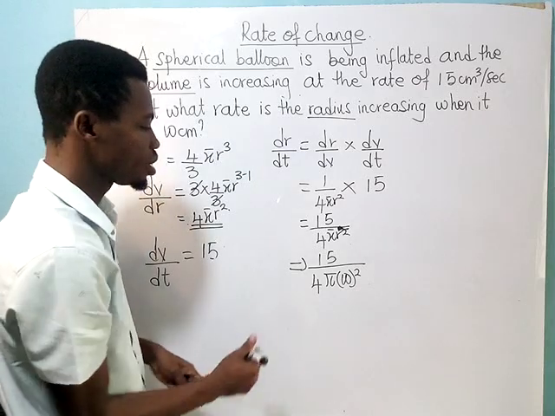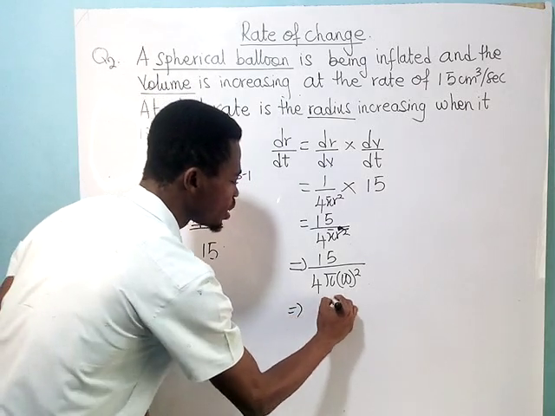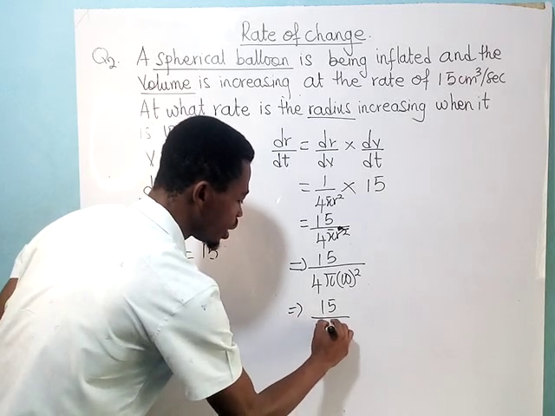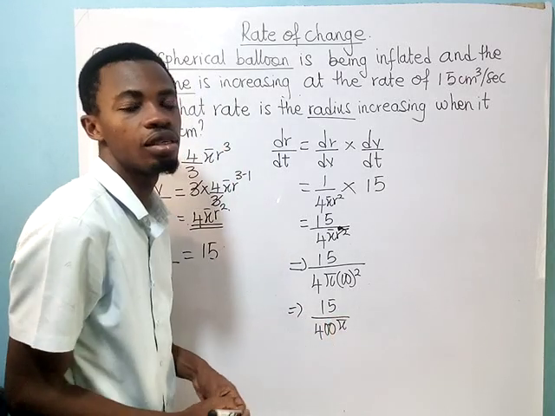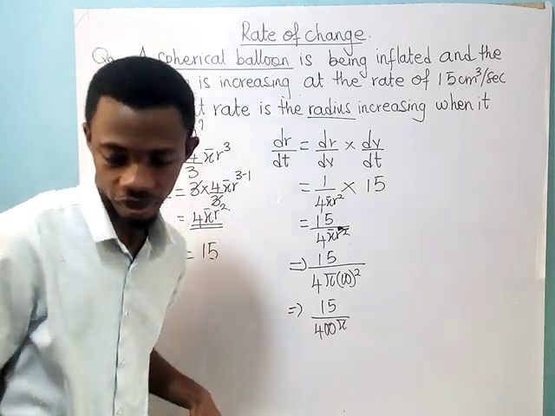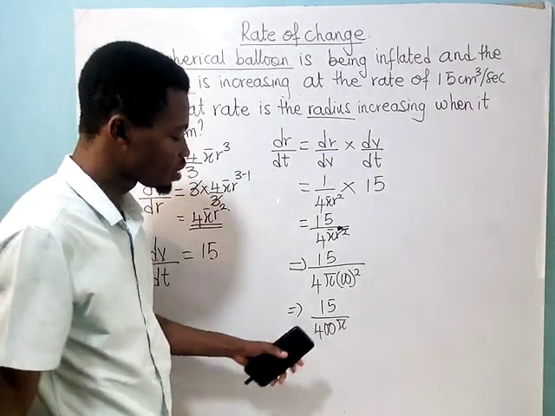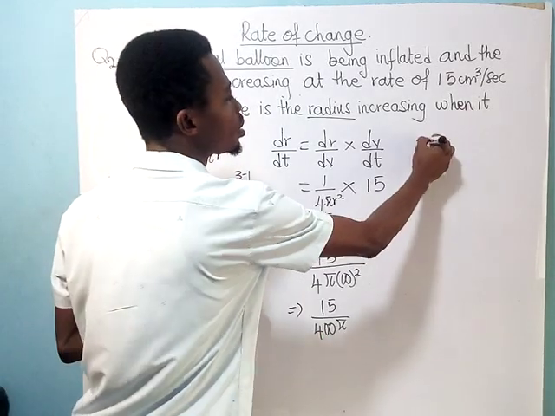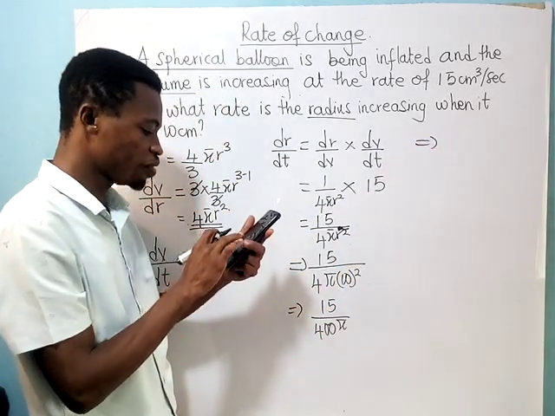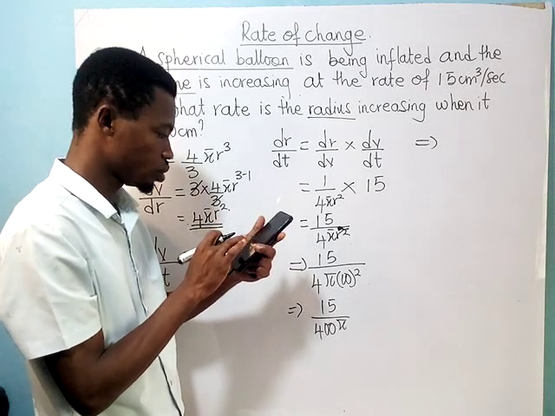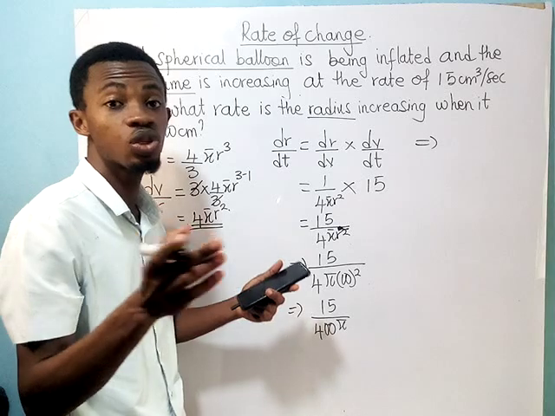Okay, let's see. So here we are going to have 15 over 400 pi. Let's use the calculator. So we have 15 dividing 400 pi, and pi is 22 over 7.